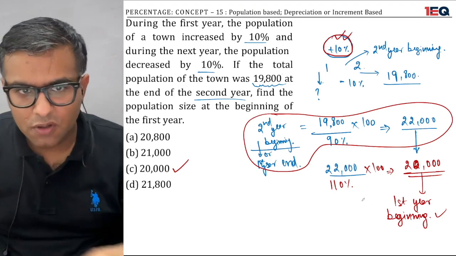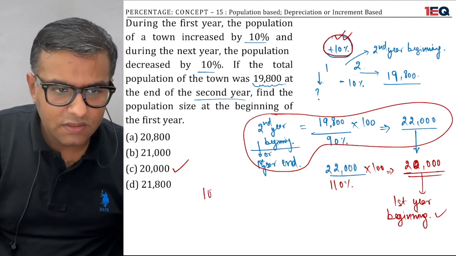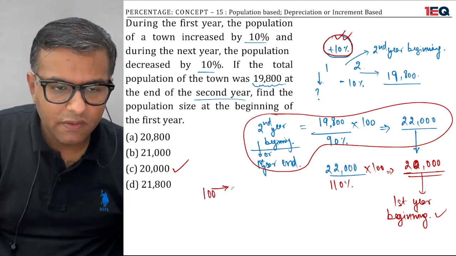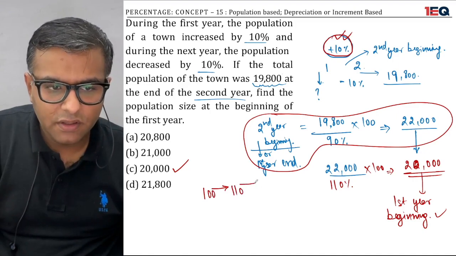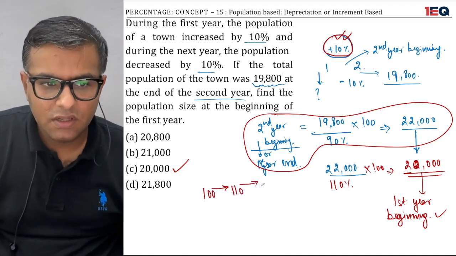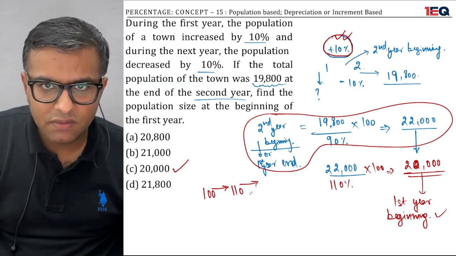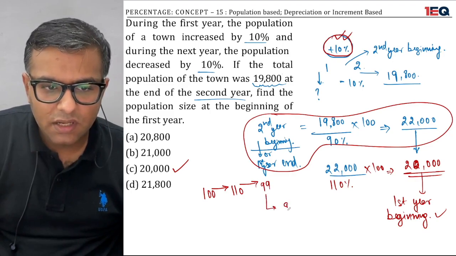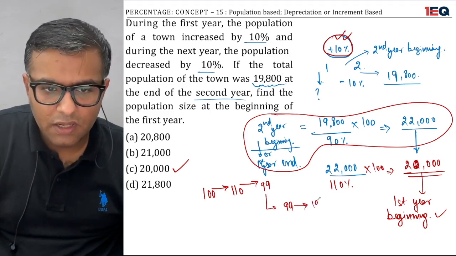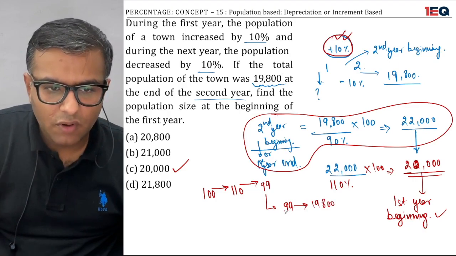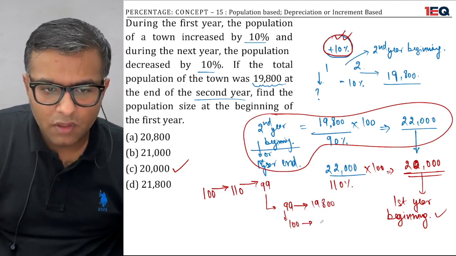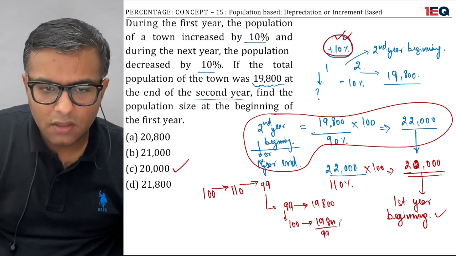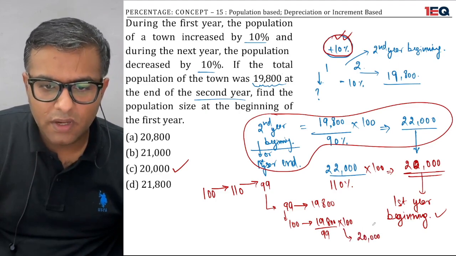Okay, I'll give you a very short way of doing it. Just look at this. This is the first year population at the beginning. There was a 10% increase. It became 110. Then there was a decrease of 10%. 10% minus from this is 11 minus from 110. That would give me 99. The question says that the value of 99 is equal to 19,800. Then what is the value of 100? 19,800 divided by 99 multiplied by 100. The answer of this would be equal to 20,000.